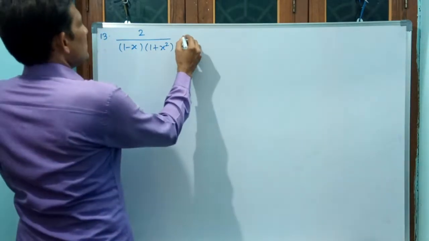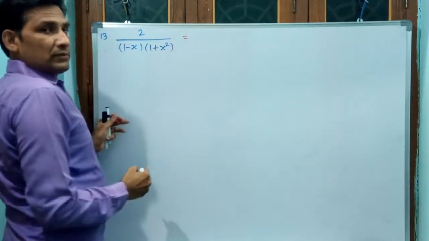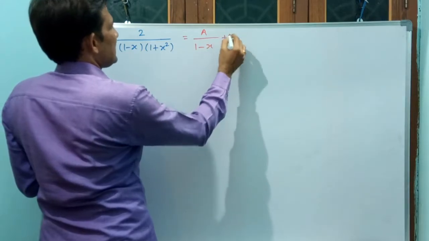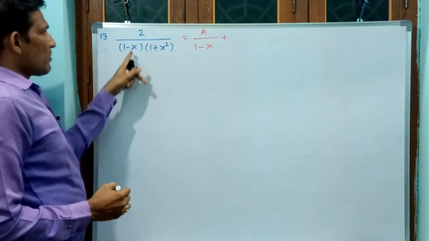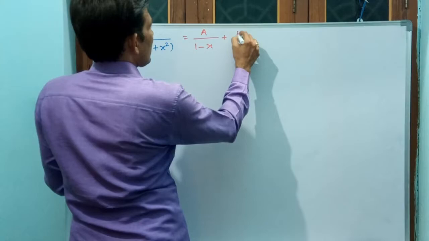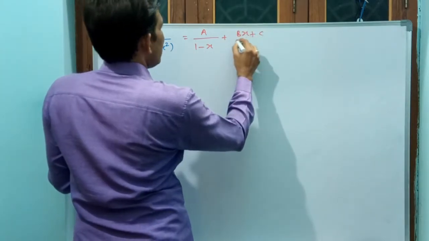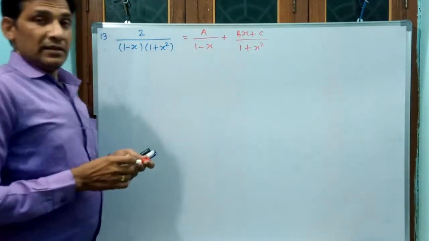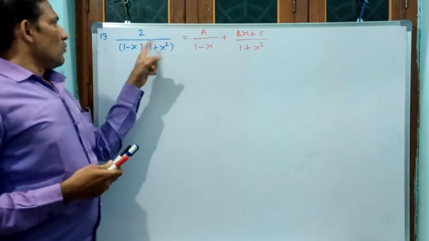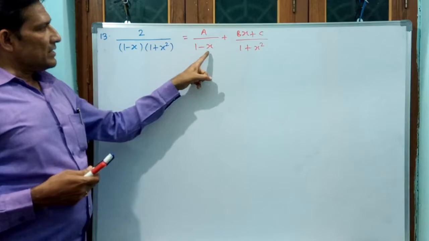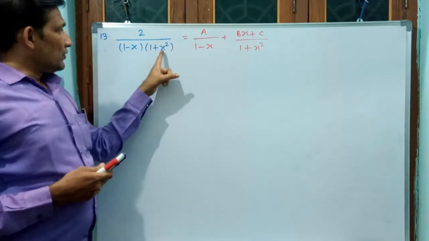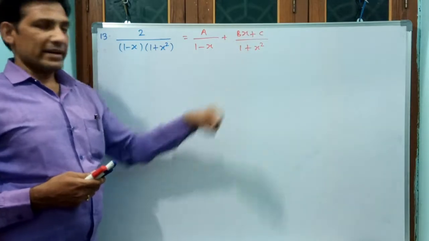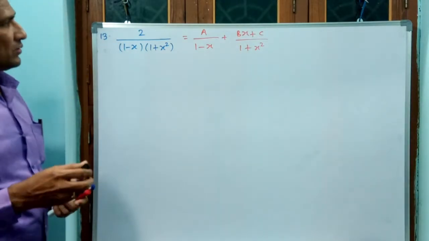What I am doing now, you see, that is equal to a by (1 minus x) plus (bx plus c) by (1 plus x square). Observe carefully. 1 minus x is okay. Here this is linear, that is why a constant. This is quadratic, that is why linear also we have taken. See, this is linear, this is quadratic. Like this we have to split.